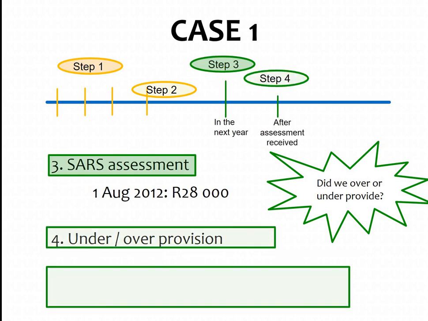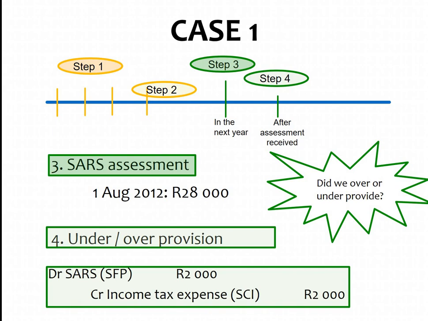Step 4, after we've received this assessment from SARS, we can now post the under or over provision. In this example, we over provided. So now we can reduce our income tax expense from 30,000 to 28,000. And we do this by the journal debit SARS, credit income tax expense. If we under provided, obviously this journal would have just been switched around to increase our income tax expense.